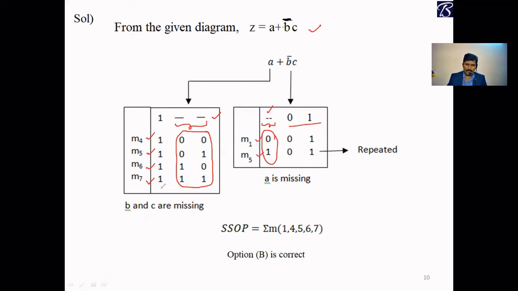So if you observe all these minterms, this M5 is repeated, hence no need to consider it, because we know A plus A equals A. Now the remaining minterms which are not repeated, you write SSOP equal to sigma small m of 1, 4, 5, 6, 7. So hence option B is correct.